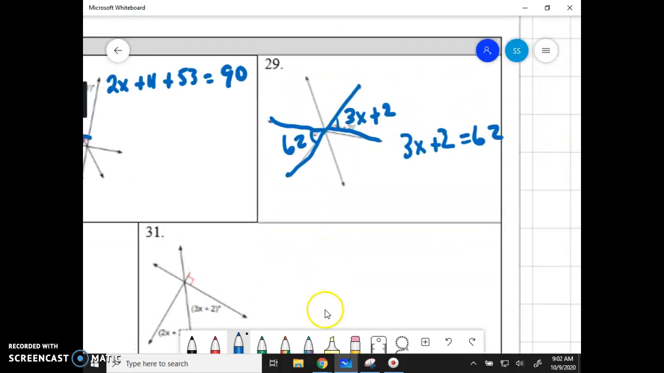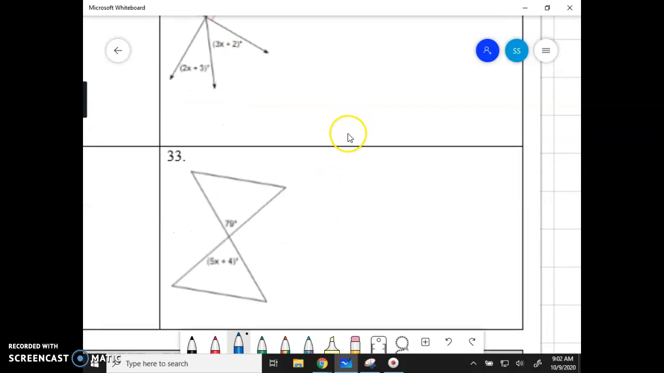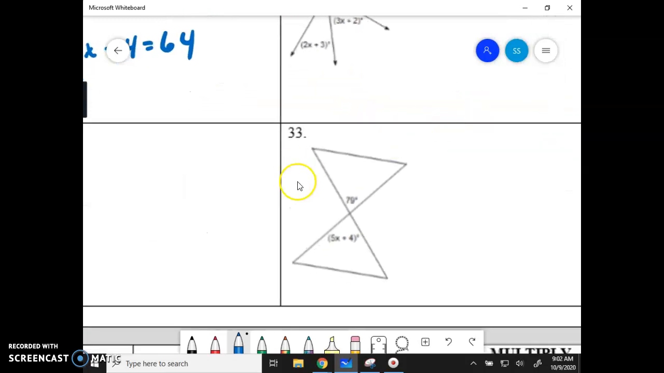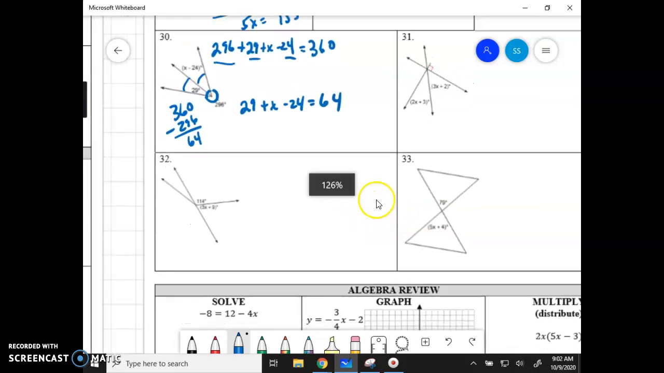Again, 31, very similar to 28. We're just going to add up the two, set them equal to 90. 33, pretty similar to 29. So I think you guys should be pretty set to solve these ones.